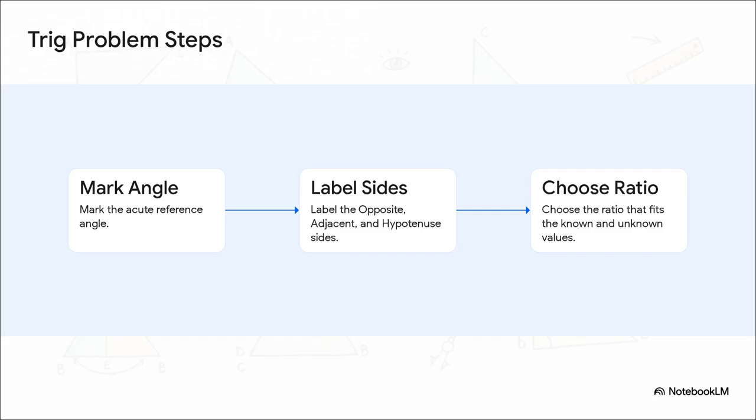Just circle it, draw a star next to it, whatever. Just mark it clearly. Step 2. From that marked angle, label your given sides as opposite, adjacent, or hypotenuse. And step 3, look at the information you have, look at the information you need, and just choose the trigonometric ratio that perfectly fits that exact combination.